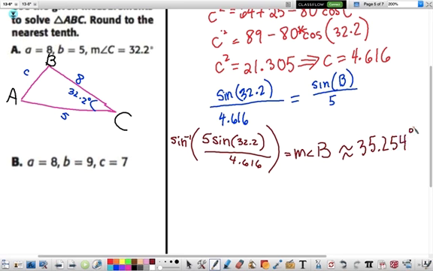Now, should I do the same method again to find the other angle that's missing? No, I should just use the triangle sum theorem. Yep, you got it. Use the triangle sum theorem and say that measure of angle, we still have to find A, right?